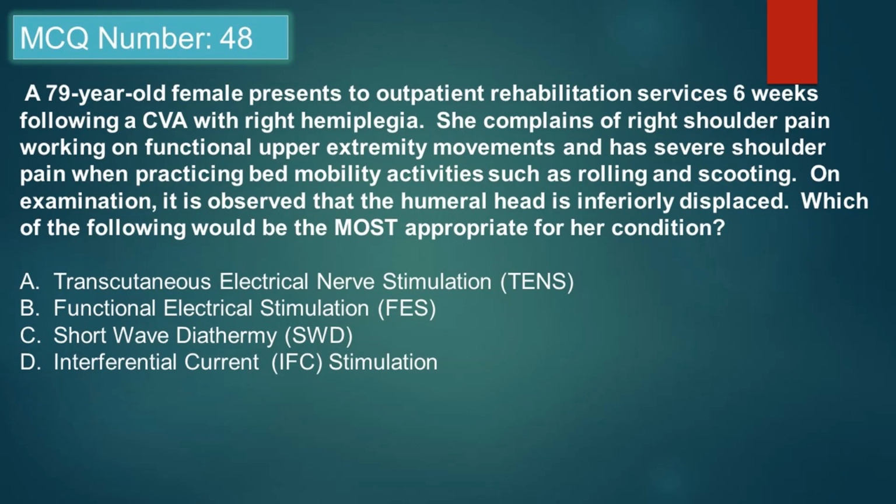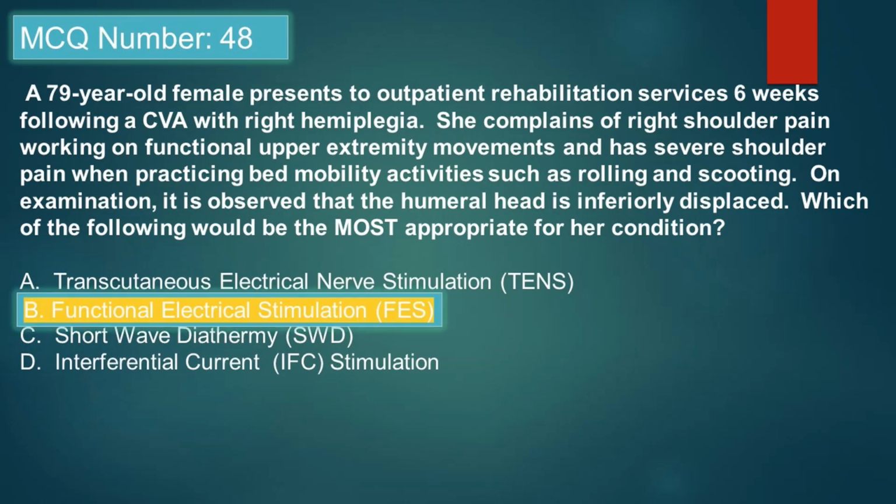Option A, transcutaneous electrical nerve stimulation. Option B, functional electrical stimulation. Option C, shortwave diathermy. And option D, interferential current stimulation. And the correct answer is option B, functional electrical stimulation.